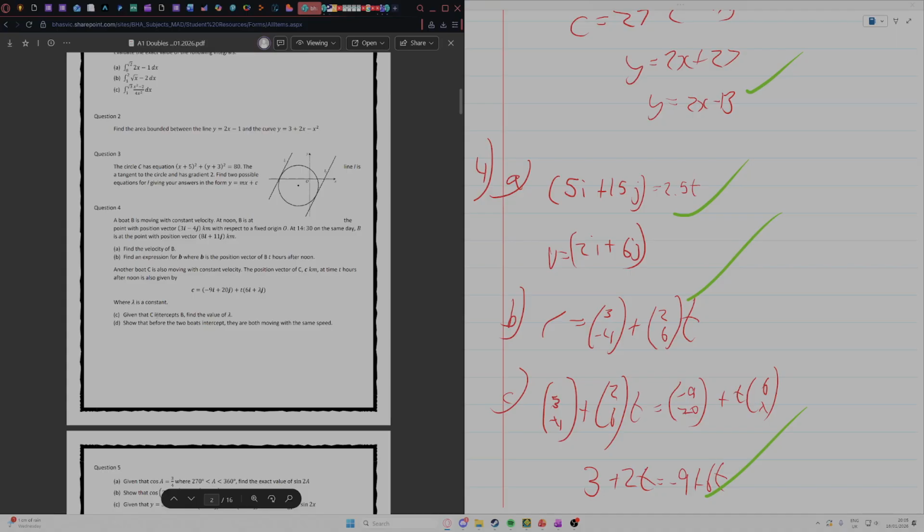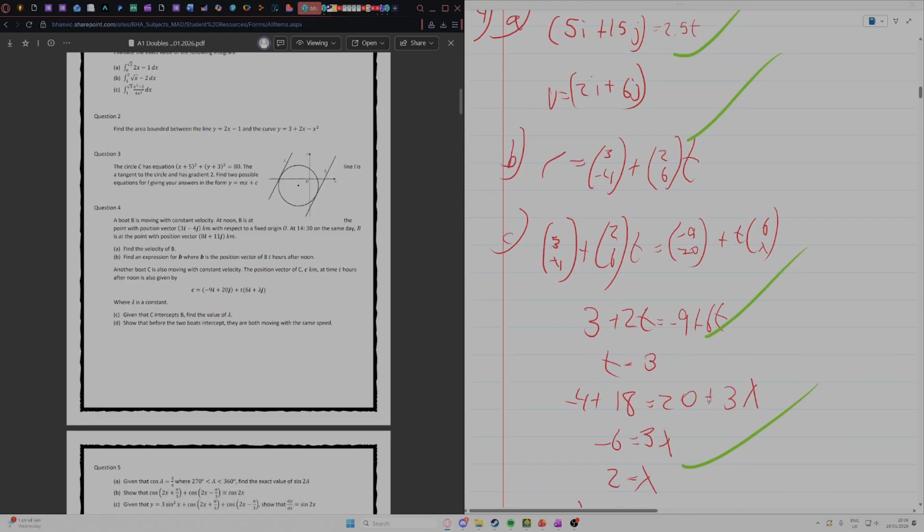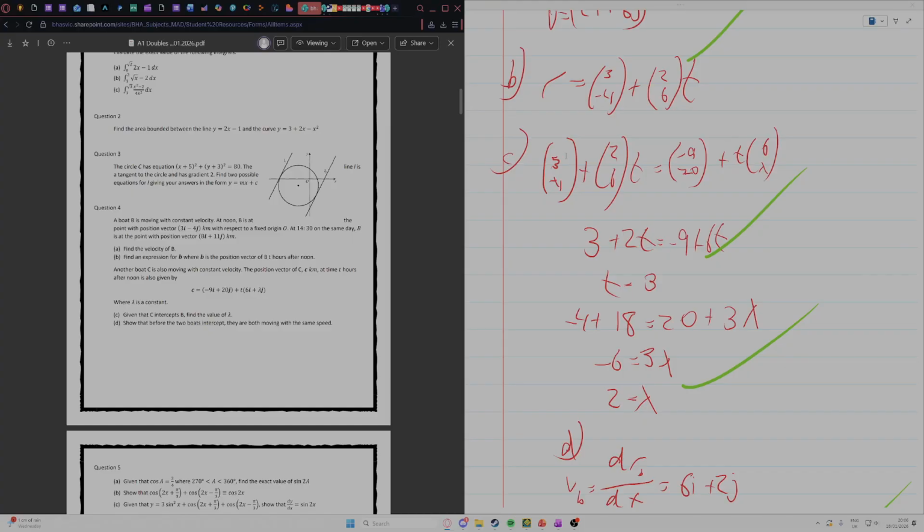Next, given that c intercepts b, find the value of lambda. The reason why it says that given that c intercepts b is that basically the equations, they're telling you that the value of t will be the same, so you can substitute it back in. Because if they don't intersect, then lambda won't work. So you don't have to worry about the fact that it says that they intercept each other. You just do the normal method of setting them equal to each other. You find t and then substitute that into the other equation. So you resolve your i components, find t, resolve your j components, substitute t in, and then you get lambda.